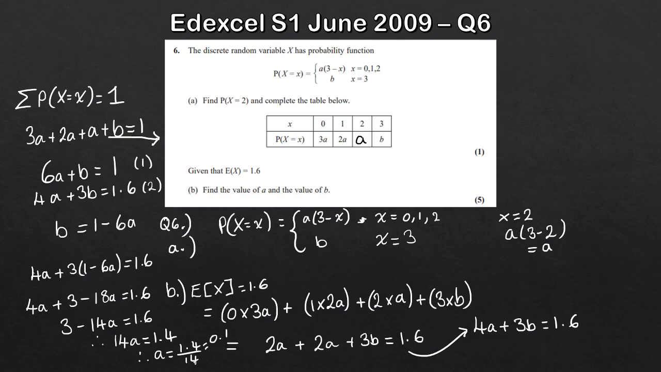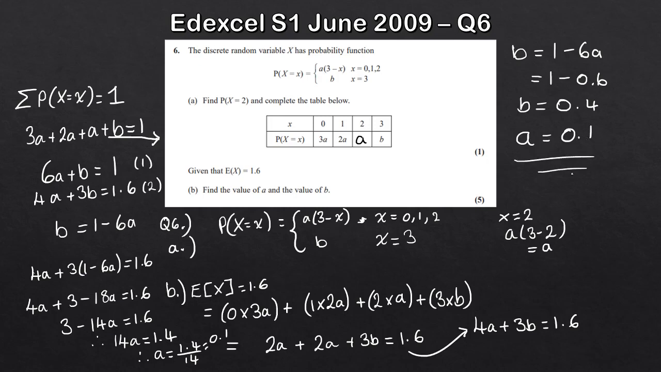And then finally b is really easy to work out. If we use b is equal to 1 minus 6a, and a is 0.1, then this is simply 1 minus 6 times 0.1, which is 0.6, which gives us 0.4 for b. So b is 0.4 and a is 0.1, which we got from down here. And there we go, so those are our answers.